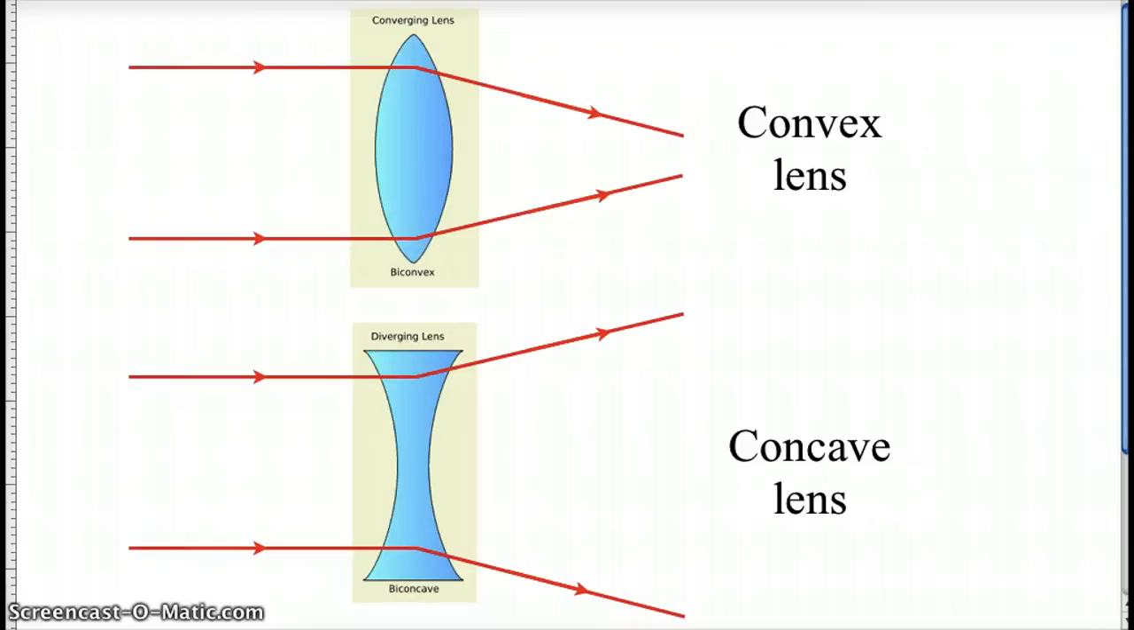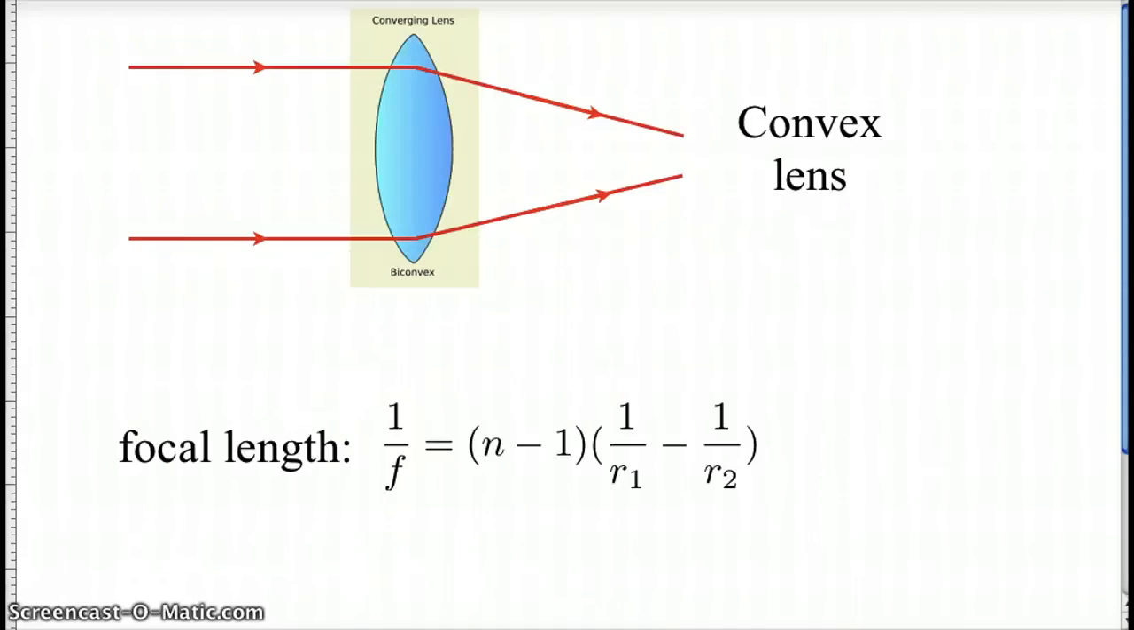Both of these lenses have a focal length, and the focal length is defined in the same way for each lens. But for this learning module, I want to focus on convex lenses. I want to focus on converging lenses. We'll save diverging lenses for the next learning module. So let me pull the concave lens out of there.